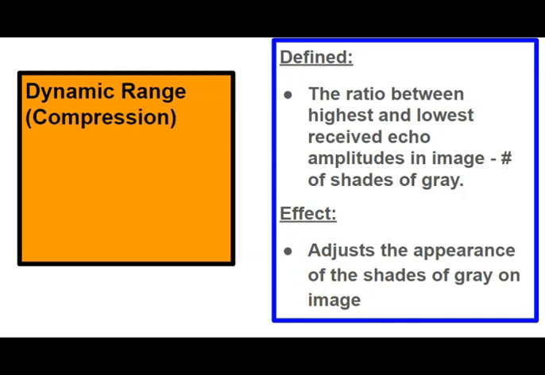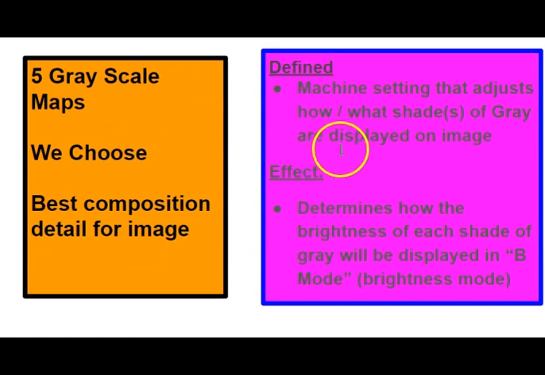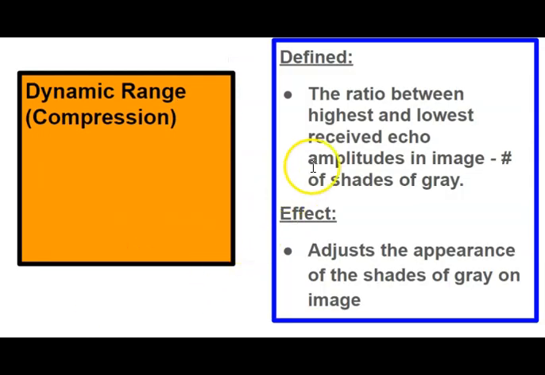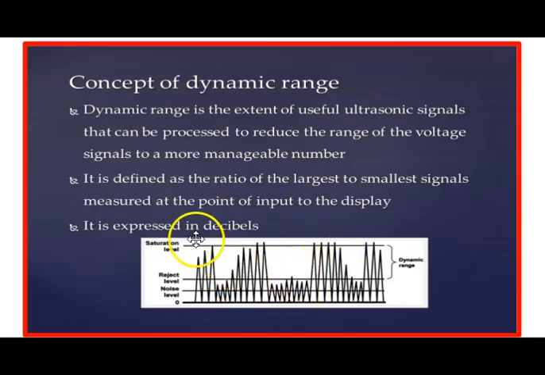So make sure you understand the difference between that and this here, where the grayscale map adjusts what shades of gray we're having, and the brightness of each shade of gray, as opposed to dynamic range, which is the ratio between the highest and lowest received amplitudes in our image, which determines the number of shades of gray and adjusts the appearance of the shades of gray on the image. And here's a pretty good depiction of what that is.